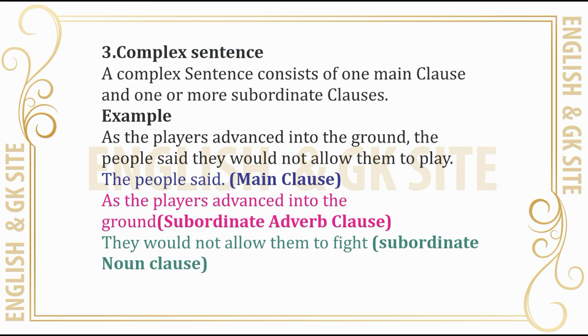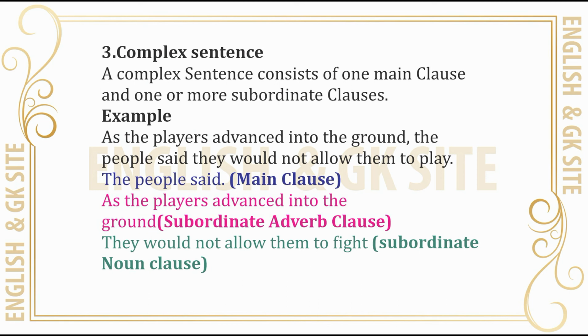The third one is the complex sentence. A complex sentence consists of one main clause and one or more subordinate clauses. For example, as the players advanced into the ground, the people said they would not allow them to play. Now there are three clauses in the sentence. The people said, it is the main clause or principal clause. As the players advanced into the ground, it is a subordinate adverb clause. They would not allow them to play, it is the subordinate noun clause. Now here we see that two subordinate clauses are joined with one main clause to make a complex sentence.